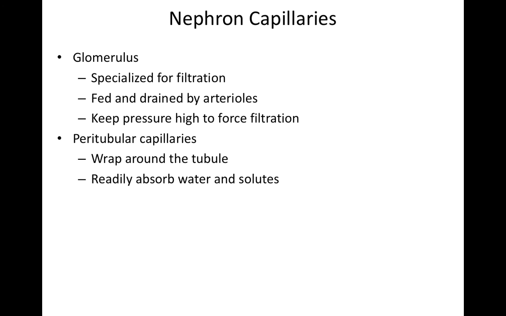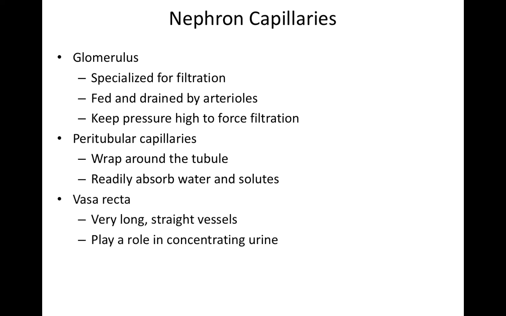The peritubulars wrap around the tubules and are there to absorb the water and solutes that we need to get back after filtration. And the vasa recta consists of these very long, straight vessels that are going to play a role in that concentration of urine.